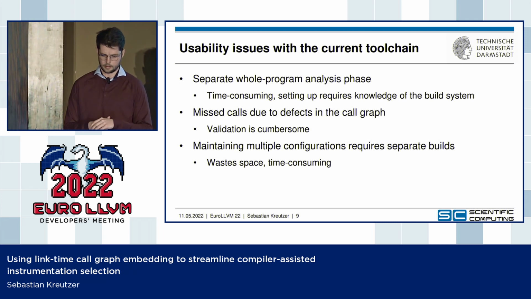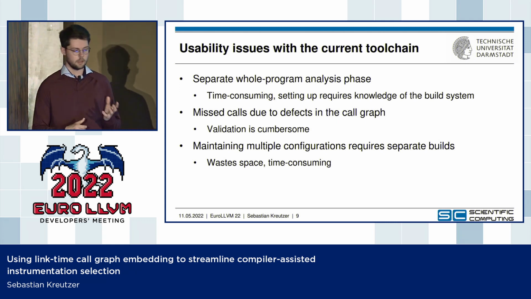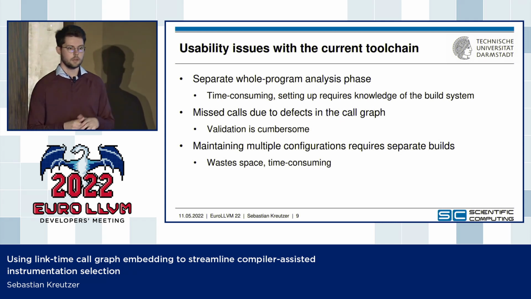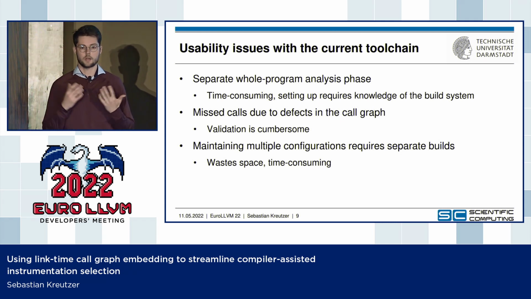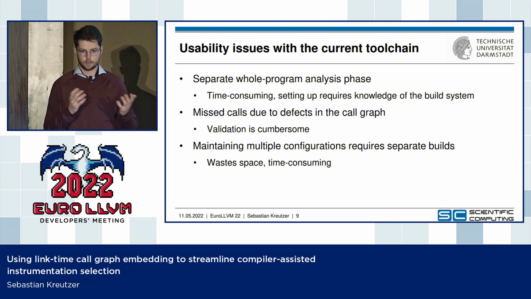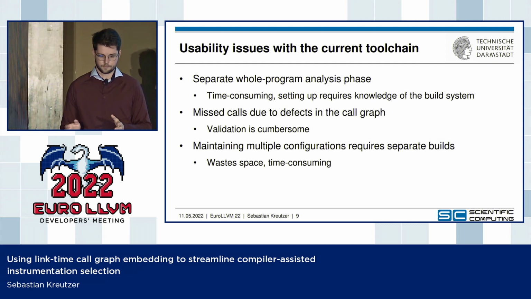Another point is missed calls due to defects in the call graph. That may be due to bugs in the analysis, but also simply because there may be function pointer calls that cannot be resolved, so you don't always have all the edges. And so you can't really rely on the analysis to be complete, and you sort of have to validate your profile that you get at the end to not miss anything, which can be cumbersome.